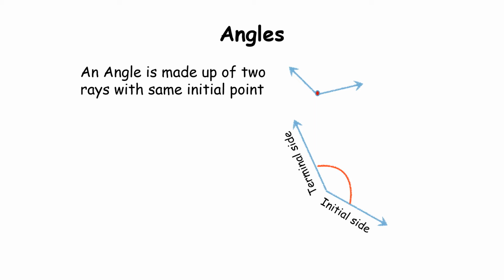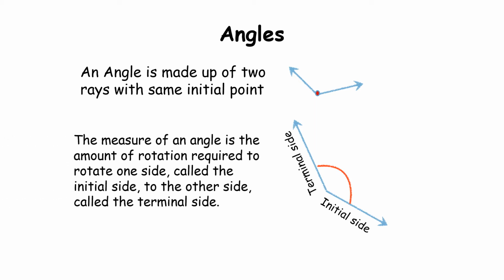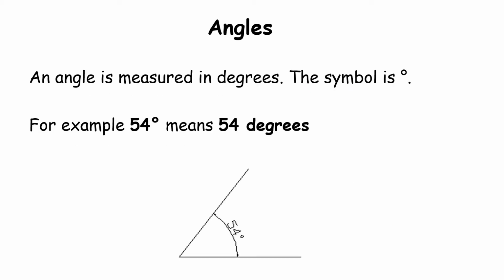So where do we start? Our initial side to our terminal side. When you measure the angle between them, that becomes the size of our angle. So the measure of the angle is the amount of rotation, so how far we rotate, required to rotate from the initial side to that terminal side.